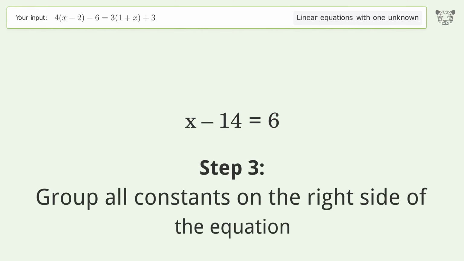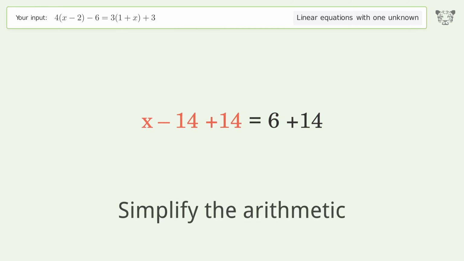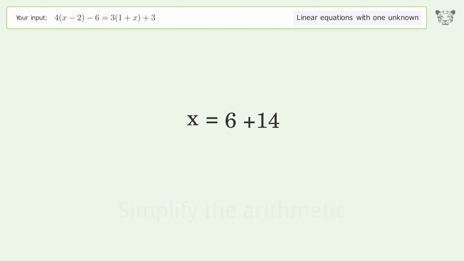Group all constants on the right side of the equation. Add 14 to both sides. Simplify the arithmetic. And so the final result is x equals 20.